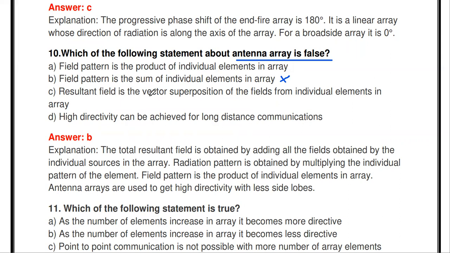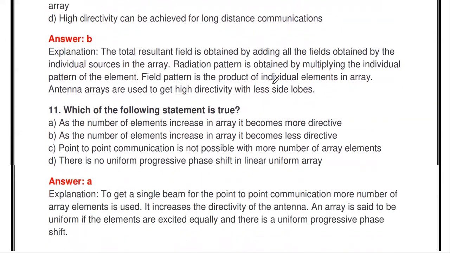Then the resultant field is the vector superposition of fields from the individual elements. This is correct. High directivity can be achieved for long distance communication. This is also true about the antenna array. So the second option, B, is the false statement. The field pattern is not a sum. The field pattern is the product and the resultant field is the vector superposition. So this is the answer for this question.